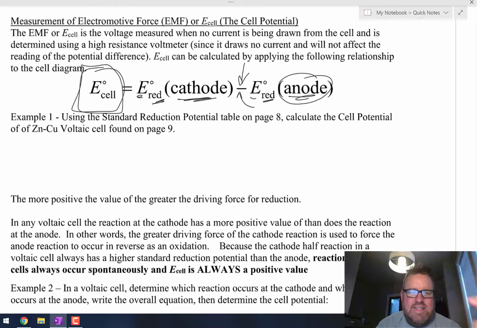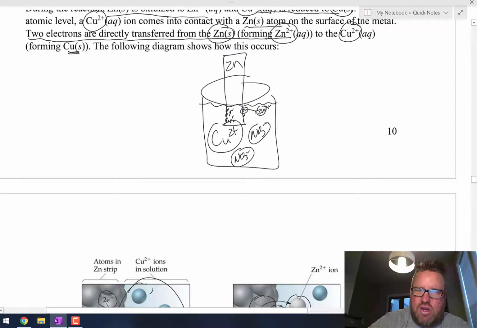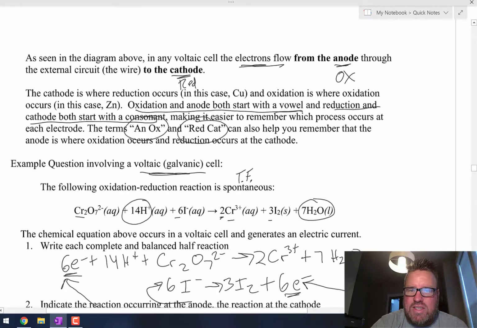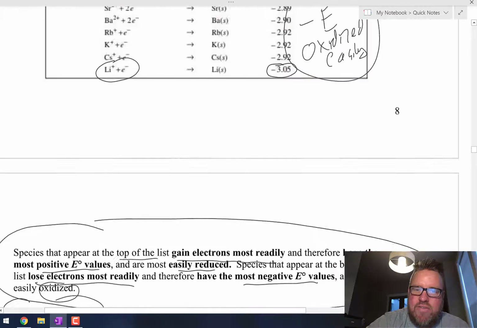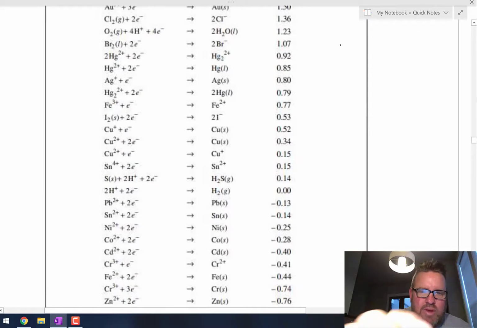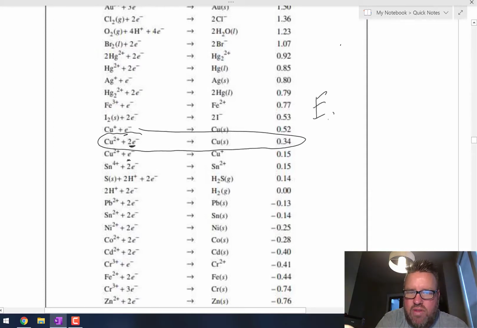Okay, let's think back to that zinc and copper voltaic cell on page 9. We're going to take the cell potential of the cathode, which is where reduction occurs. So that was the copper one. That's this equation right here, and we need to find the cell potential of it. So the copper cell potential when it gains 2 electrons, not 1, is this one right here. The cell potential for that is 0.34 volts.